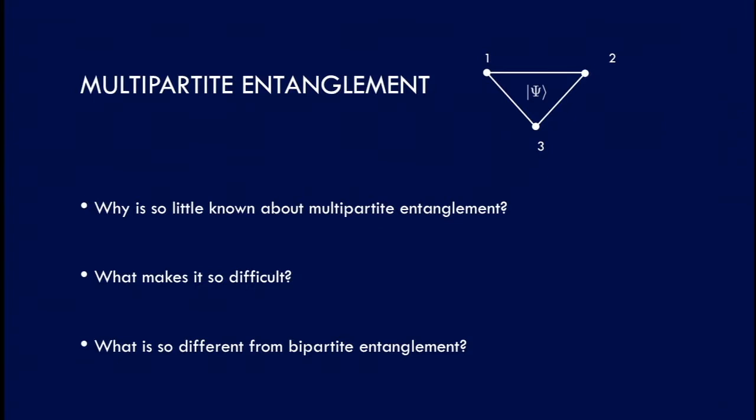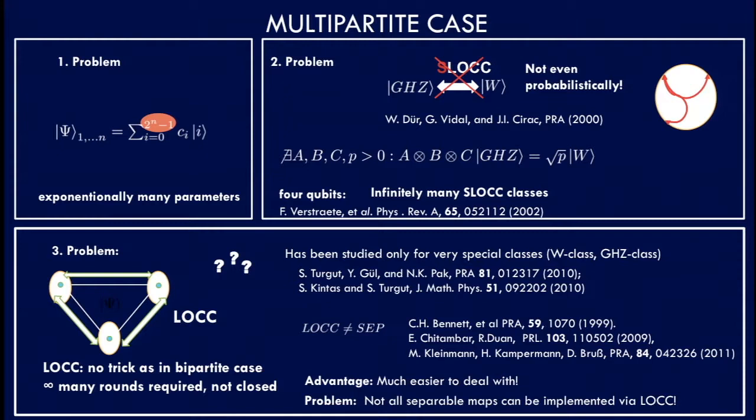So what is it actually that makes it so difficult? Why is it so different from bipartite entanglement? Why is so little known if we just add one more qubit? The difficulties are summarized in this transparency. First of all, as is obvious, we have exponentially many parameters. If I consider, for instance, n qubits, then I have exponentially many parameters in n that describe the state of my system. We have to deal with these exponentially many parameters, which is of course very difficult.